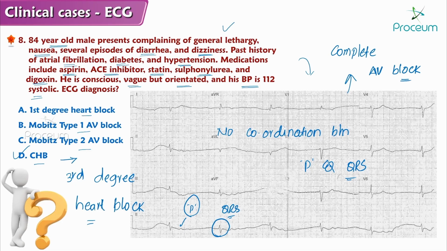Whereas how will be the ECG changes in the other options? You take first degree heart block. In case of first degree heart block, there will be association between atrial and ventricular contractions, but you will have only prolonged PR interval. That will be the ECG change in the first degree heart block.